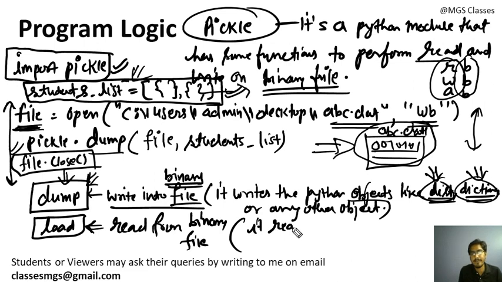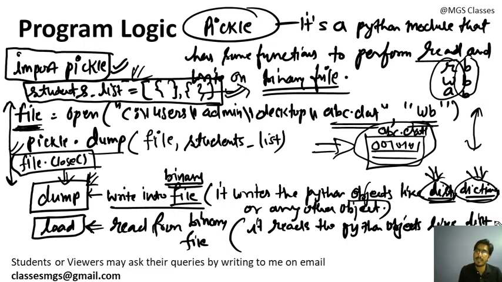It reads the Python objects like dictionary, like list, and so on, or any other object. Any other Python object means you might use objects like dictionary, tuple, any other object. Okay, if you want to store objects into the file, then you will use this pickle module. The load method is basically used to read from the file, and the dump method is basically used to write into the file.